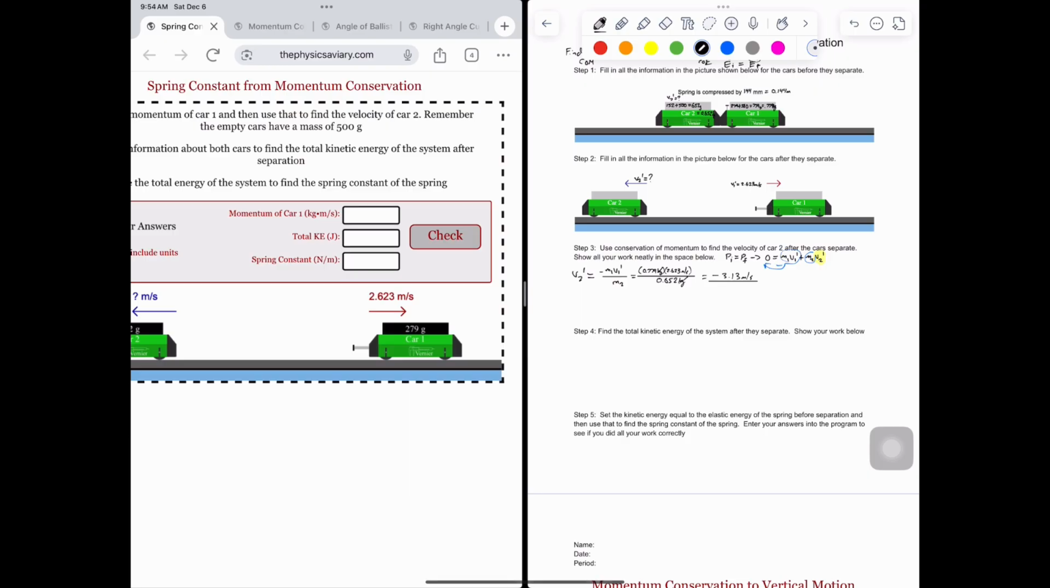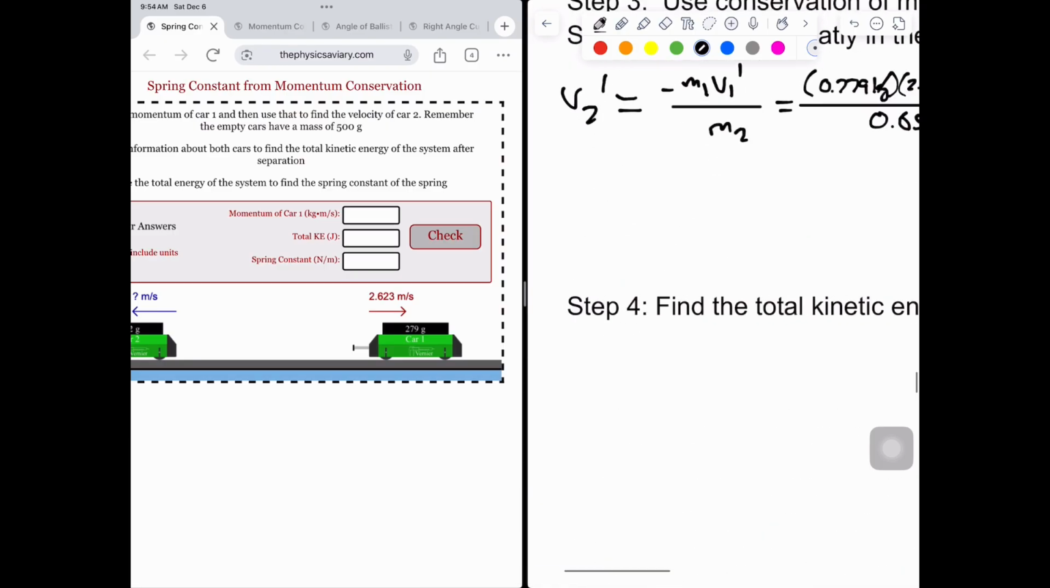Well, now in step 4, we're going to find the kinetic energy of each one. So let's find the kinetic energy of each one, and then we'll add them. So kinetic energy 1, we'll call that K1, and kinetic energy 2, we'll call that K2. So 1/2 m1 v1 squared and 1/2 m2 v2 squared. Just plug in, and then we'll add them up.